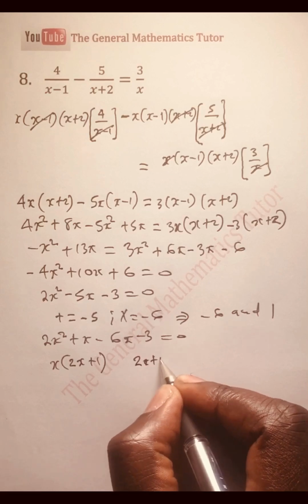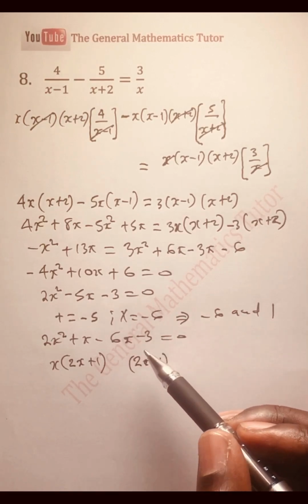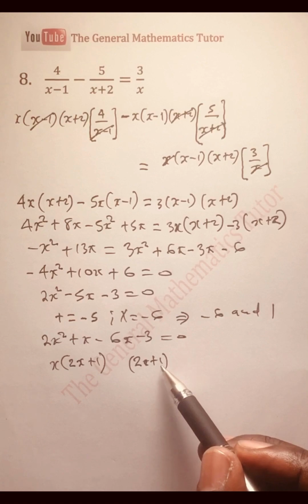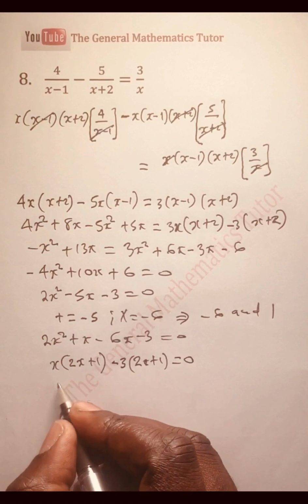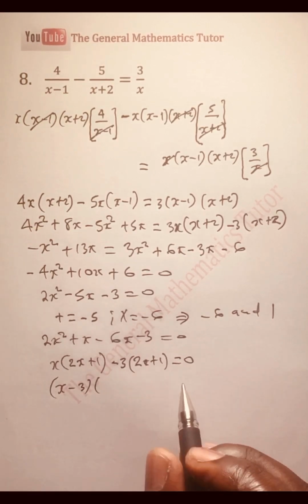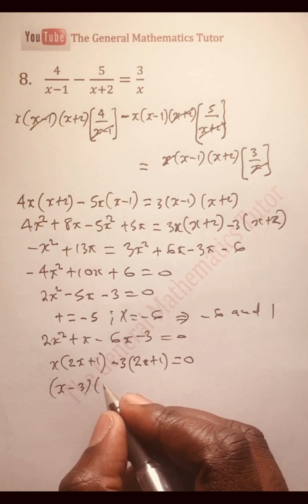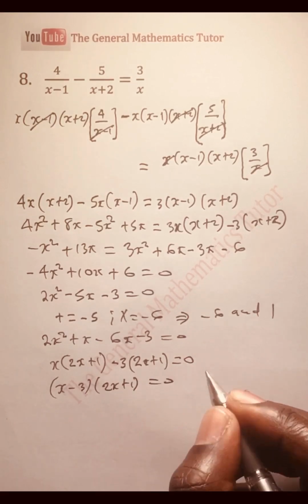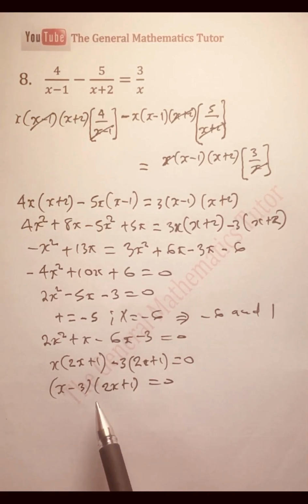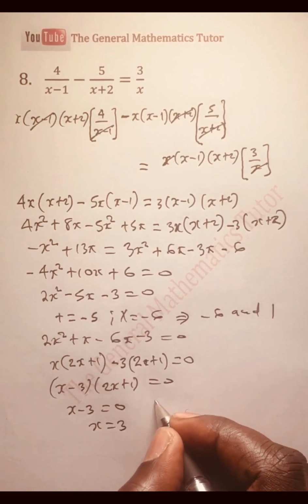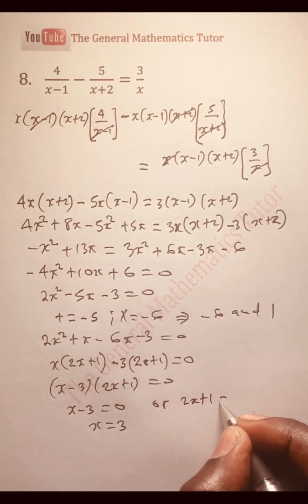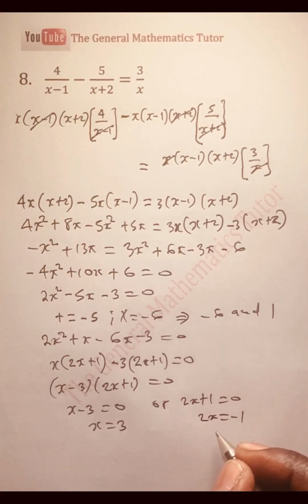So you have 2x plus 1 that side. So for us to have obtained negative 3, it means we multiplied positive 1 by negative 3. So we have negative 3 there is equal to 0. So we have x minus 3 into 2x plus 1 is equal to 0. So for the product of two numbers to be 0, it means one of these two numbers is 0. So if x minus 3 is the one that is 0, then x will be 3. Or if 2x plus 1 is equal to 0, then 2x will be negative 1 and x will be negative 1 over 2.